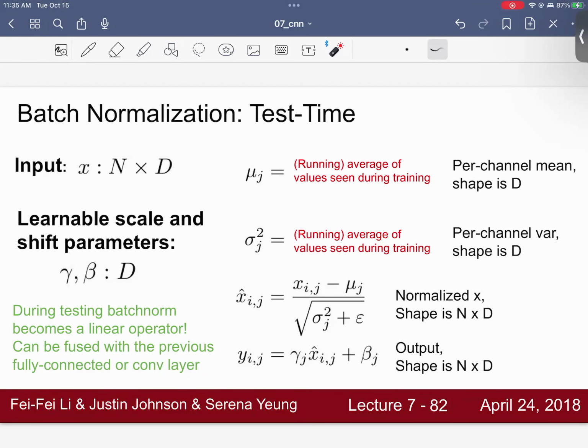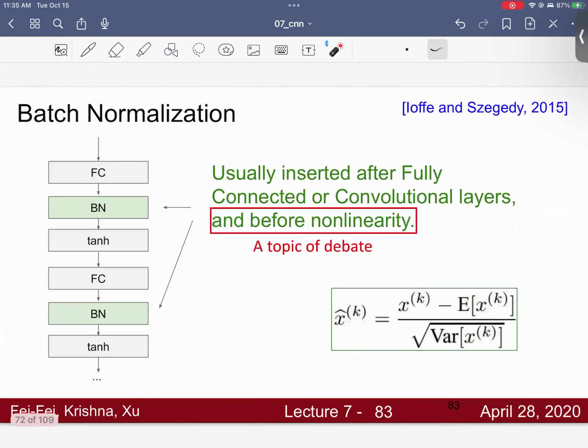So you have to pay very careful attention to the details. And where you would use batch norm, is it after the fully connected layer or is it after the nonlinear activation layer? It's a topic of debate. Usually people use it before the nonlinear activation function, but personally, I think there's no gold answer here. It could be anywhere.